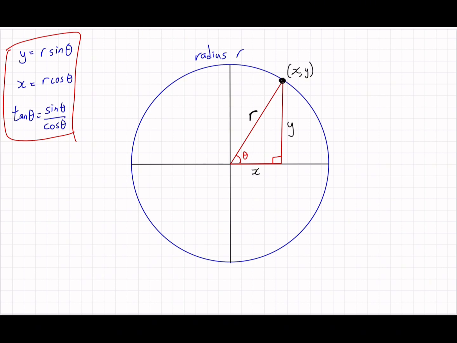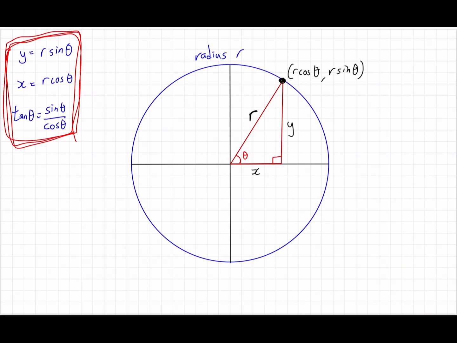Okay, so now we have these three very important things that we should keep in mind: Y equals R sine theta, X equals R cosine theta, and tangent theta equals sine theta over cosine theta. Since Y equals R sine theta and X equals R cosine theta, we can change the point X, Y. X is R cosine theta, and Y is R sine theta.